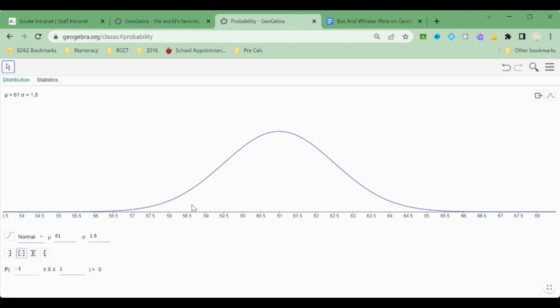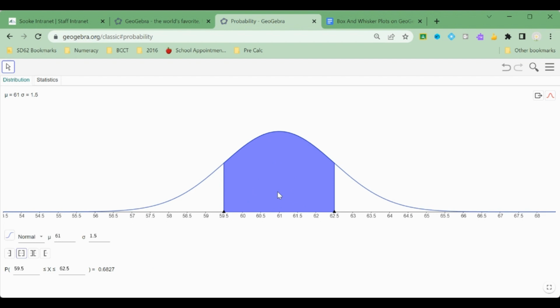And then I want to show a diagram that shows the portion of dog pregnancies that are within one standard deviation of the mean. So 61 is the mean, 1.5 is the standard deviation. So I go 1.5 below 61, and I go 1.5 above 61. So 1.5 below is 59.5, and 1.5 above is 62.5. And there we have a diagram showing that 68% of pregnancies are between 59.5 days and 62.5 days.